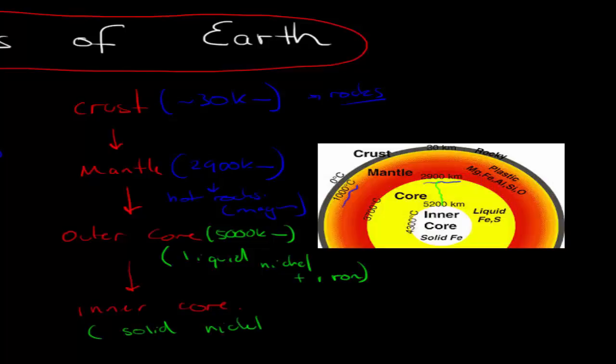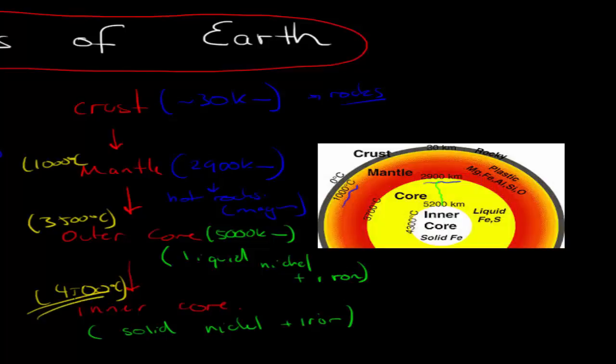The reason why the inner core is solid is because of all that pressure pressing down. All that pressure makes the inner core solid. But those are your different layers. Now we've got about 1,000 degrees for the mantle. In terms of temperature, we have about 3,500 for the outer core, and about 4,500 for the inner core. So it gets really, really hot in the inner core. And that's going to be important in terms of how tectonic plates work. But that's the different layers of the Earth.